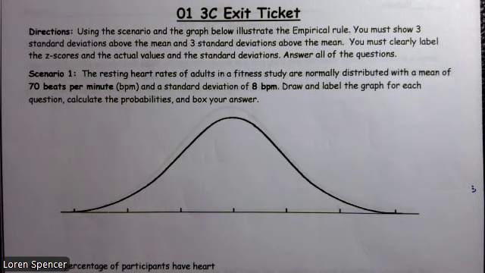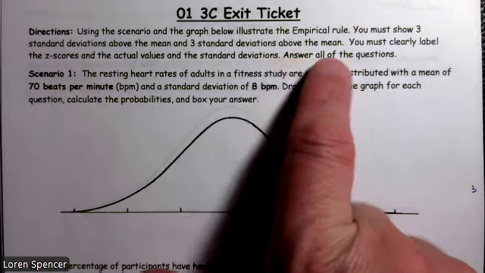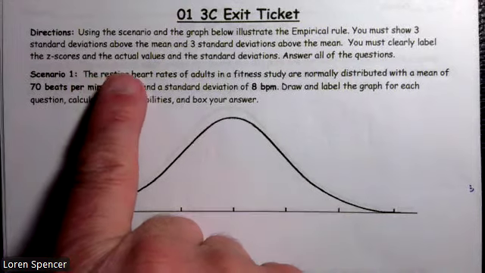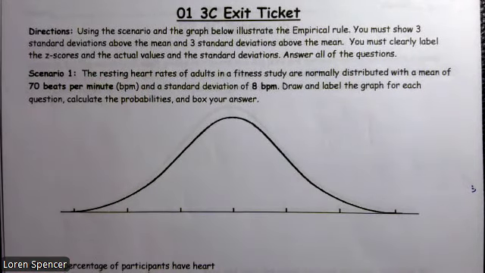It's a review of the empirical and the normal. So using the scenario on the graph below, illustrate the empirical rule. You must show 3 standard deviations above the mean and 3 standard deviations below. You must clearly label the z-scores and the actual values and the standard deviations.